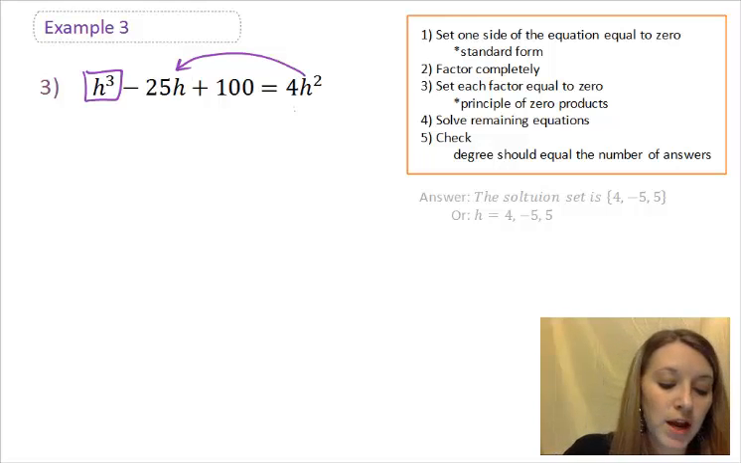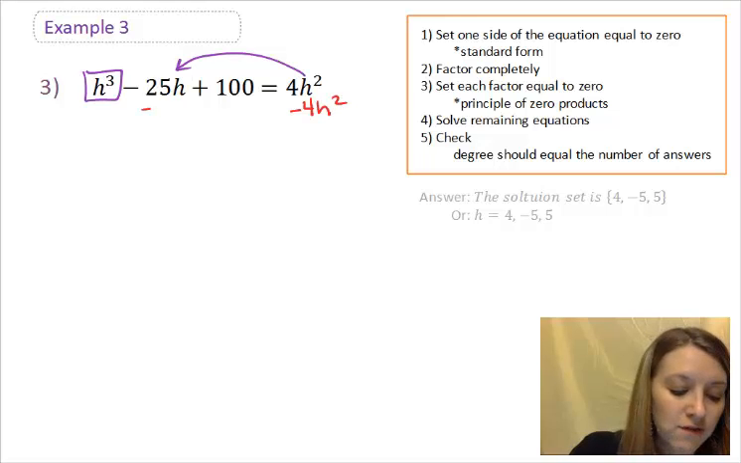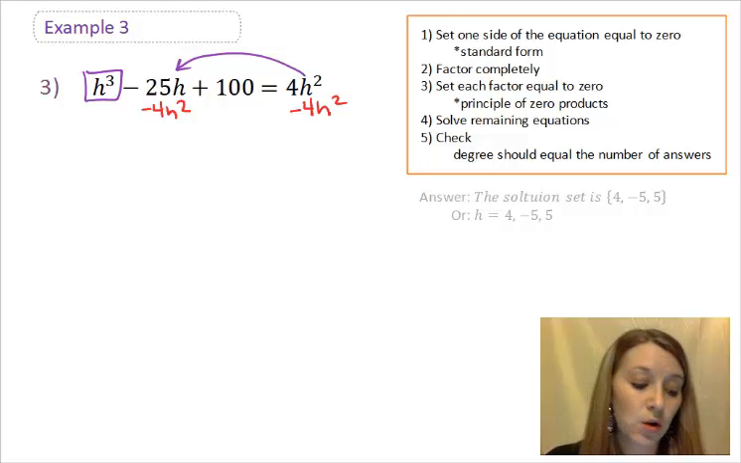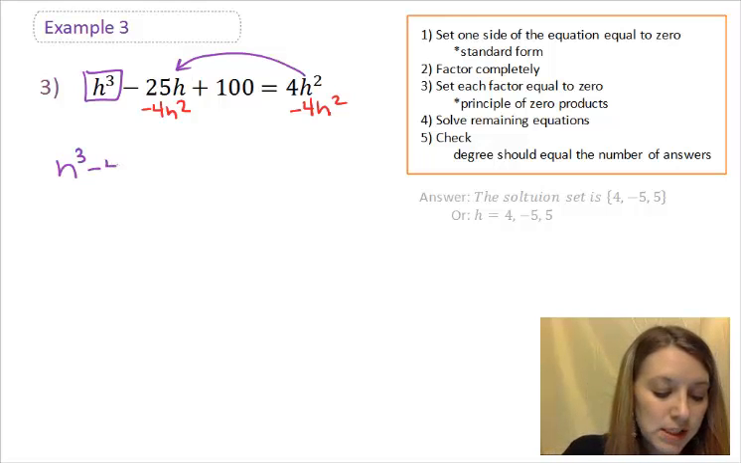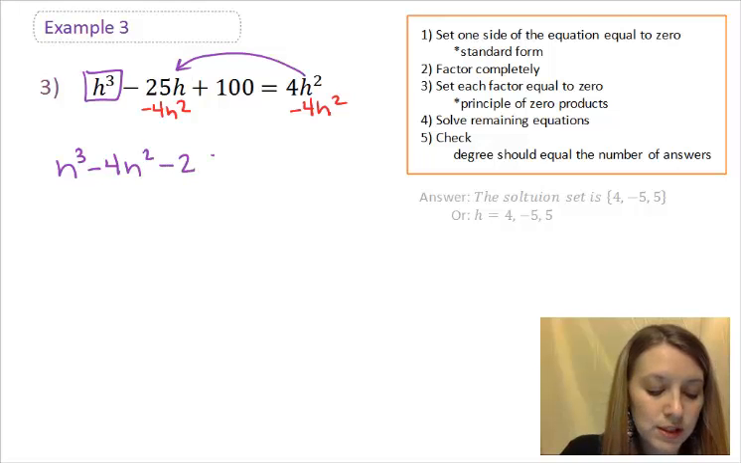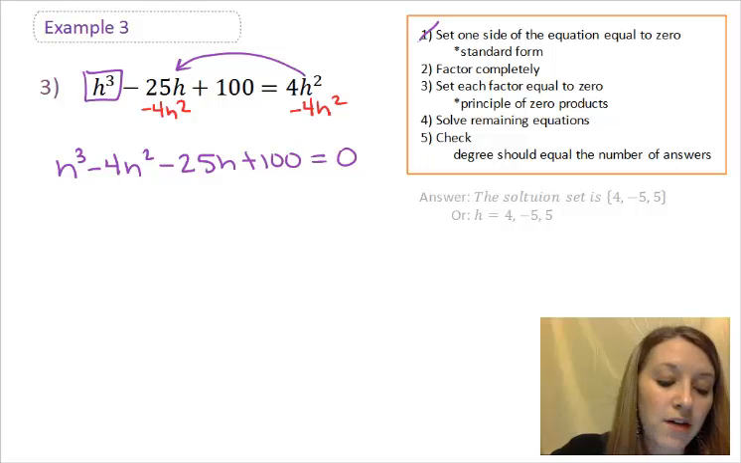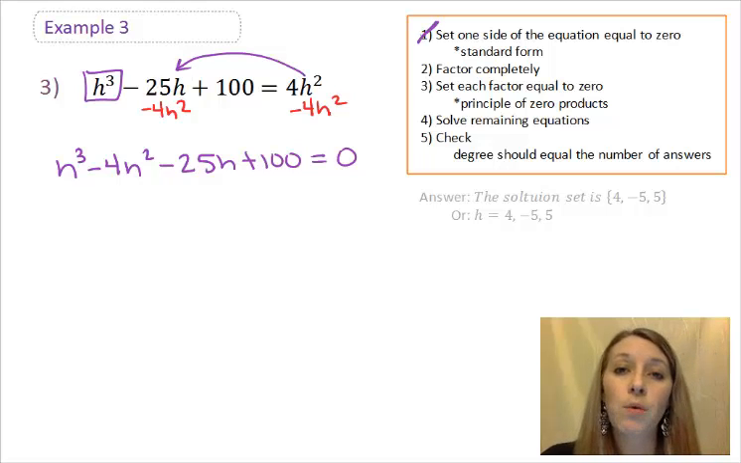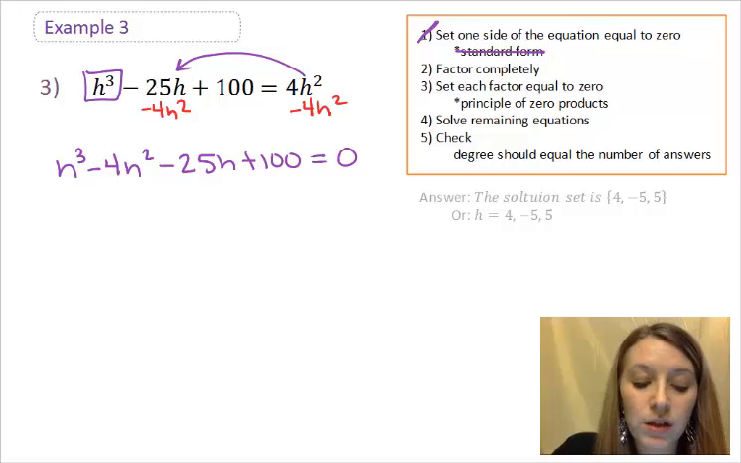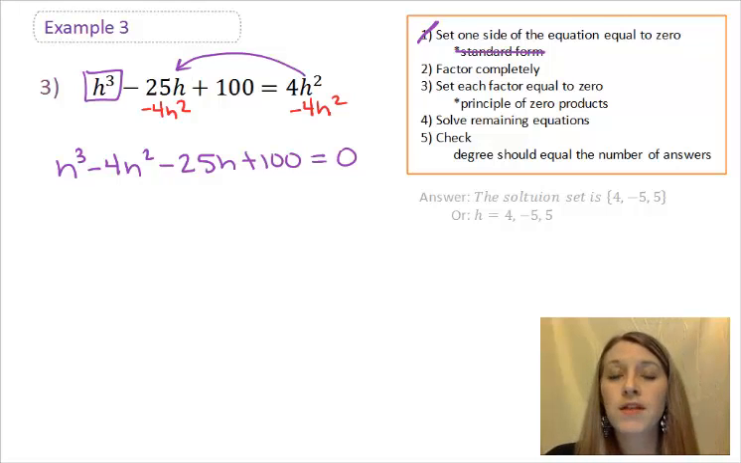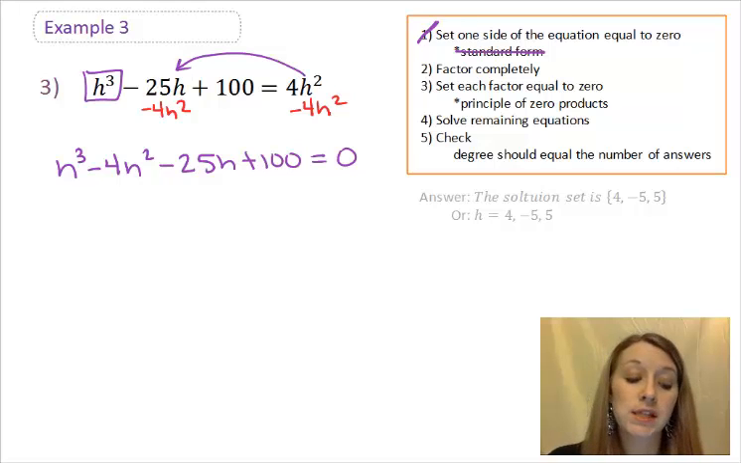So I'm going to move that 4h squared to the left by subtracting 4h squared from both sides. Now the left is in descending order, which is h cubed minus 4h squared minus 25h plus 100. And we want to set that equal to 0. Now we have finished step number 1, but I want to comment that this one is not really standard form. The reason is that standard form only pertains to quadratic equations, and this is a degree 3, or cubic, equation.